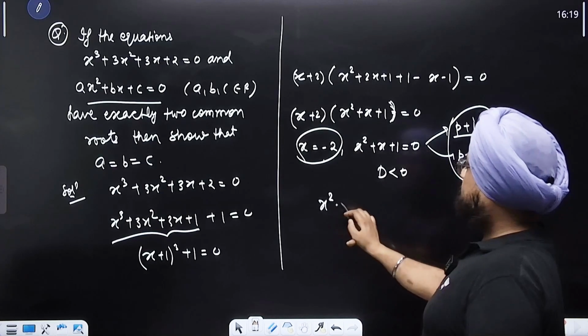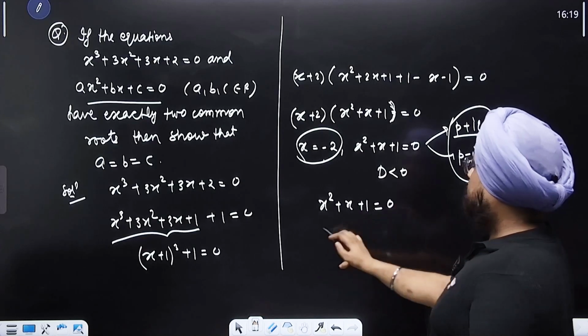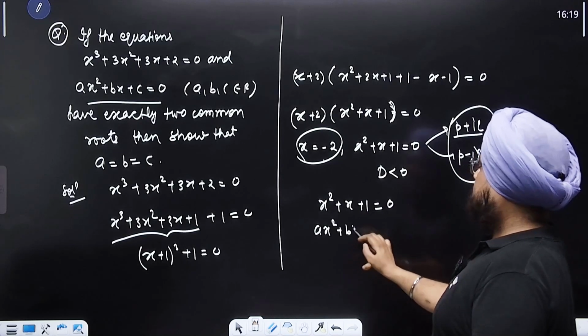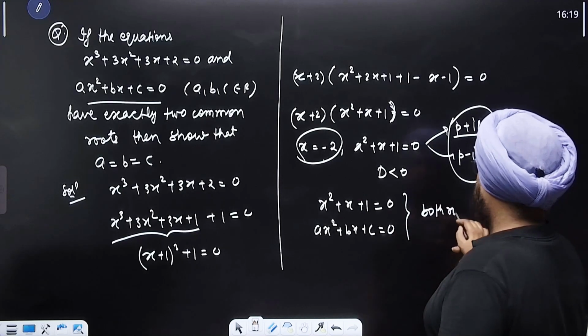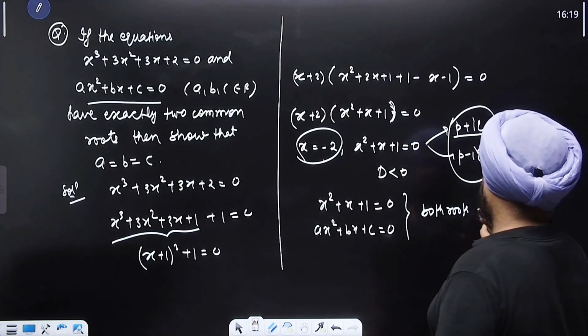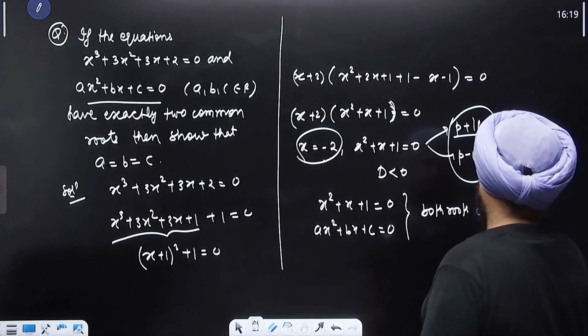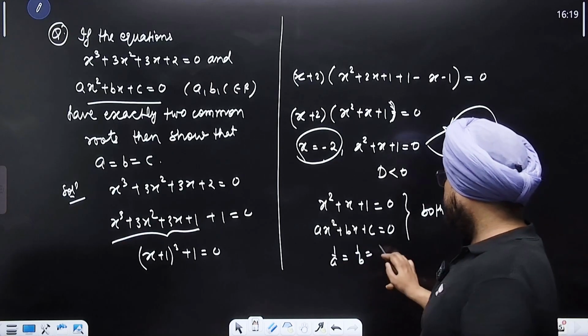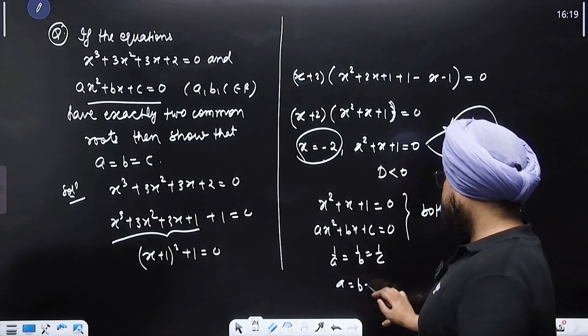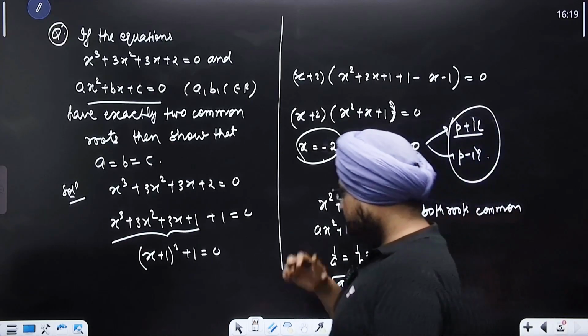So x square plus x plus 1 equal to 0 and ax square plus bx plus c equal to 0. These two quadratic equations have both roots common. So 1 upon a equal to 1 upon b equal to 1 upon c, which implies a is equal to b is equal to c.